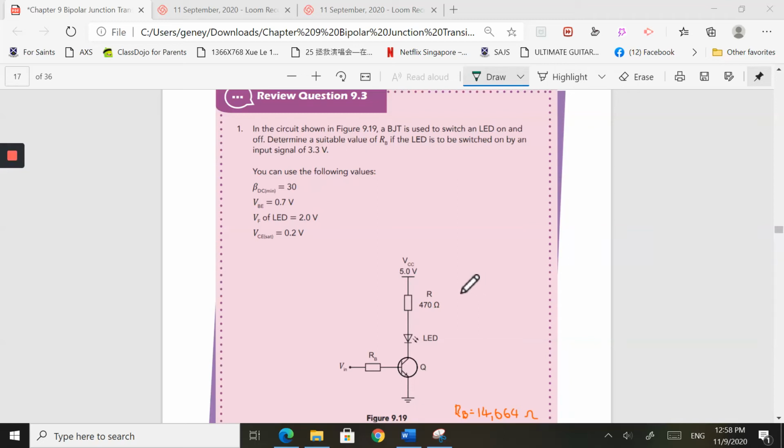Okay, so welcome to part 3 of this series of videos on BJTs. This is going to be talking about using a BJT as a switch. I'm going to use the example on page 237 of your textbook. So basically, I'm configuring this BJT as a switch.